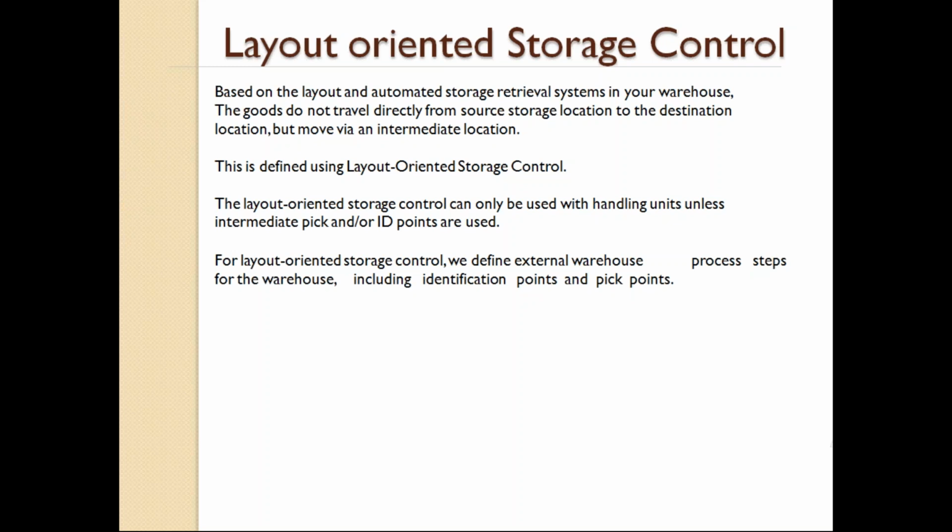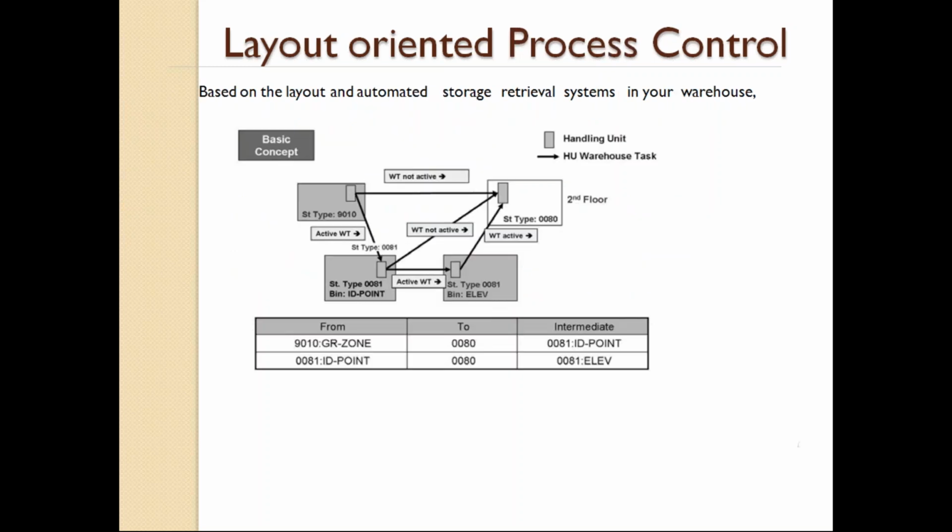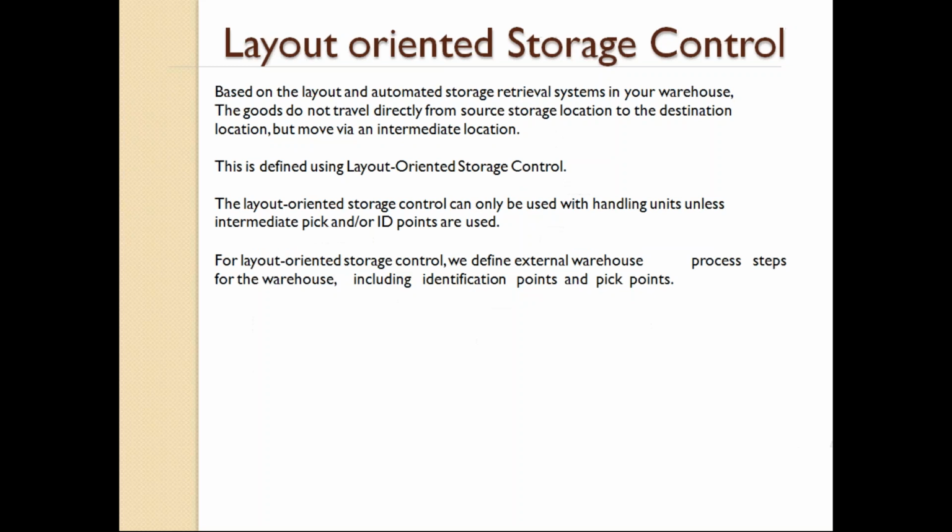Same way, in the identification point you can move the stock to the identification point in handling units, and from the identification point to your destination you can do a product movement. So that's the only exception to it. In a basic nutshell, you don't do a movement directly, you move it via something.